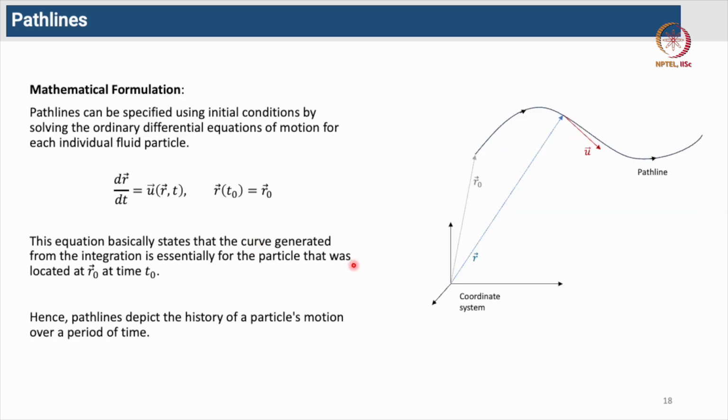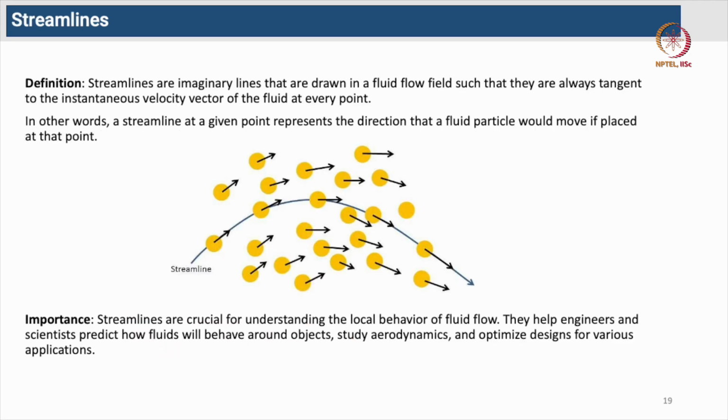Then, of course, the path line has a mathematical formula. The path lines are basically specified by dr by dt equals u. This is like a Lagrangian description. That's how the position vector is changing with time, and that is the path line. Of course, you have an initial position, which is r naught, and then how it evolves over time. So this is how the position vector changes with time. Path lines depict the history of the particle's motion over a period of time.